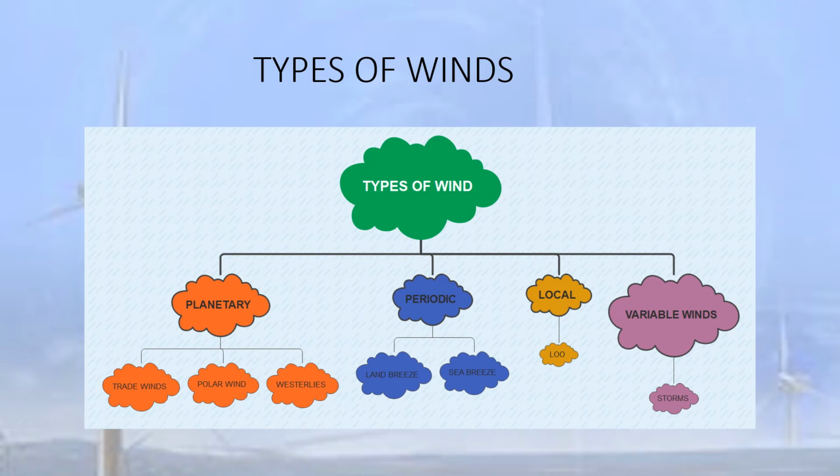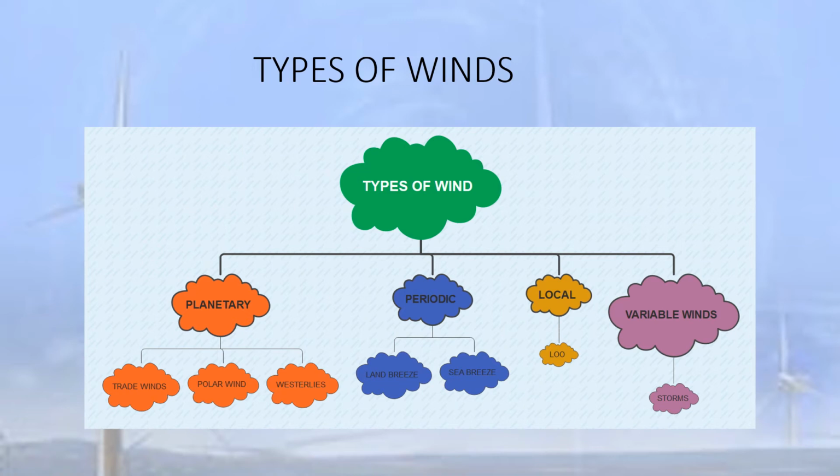Types of wind. Winds can be broadly classified into four types: planetary, periodic, local, and variable winds. Planetary winds are those winds which blow from high pressure belts to low pressure belts throughout the year. They are of three types: trade winds, polar winds, and westerlies.